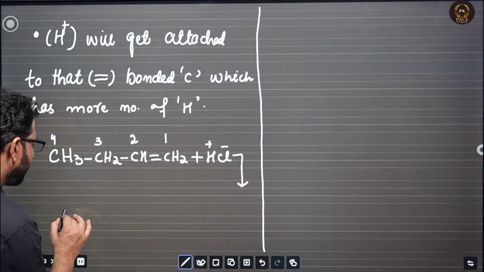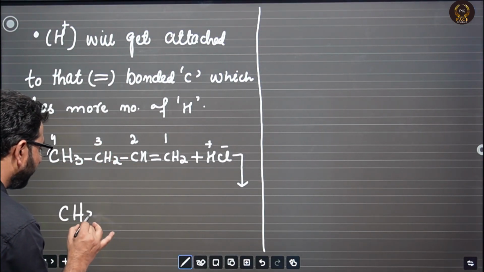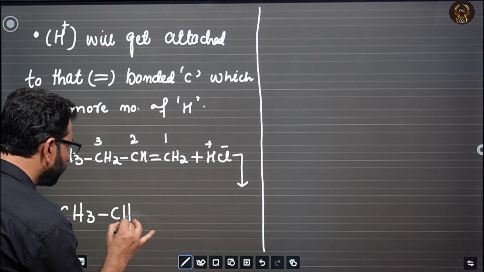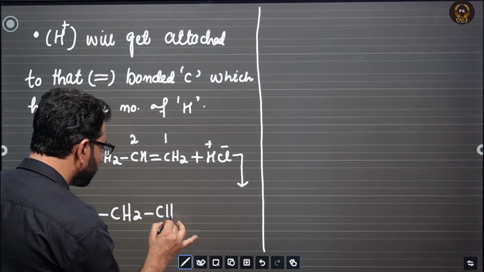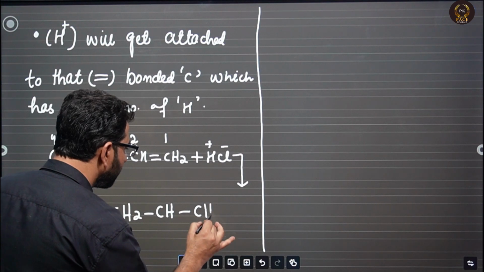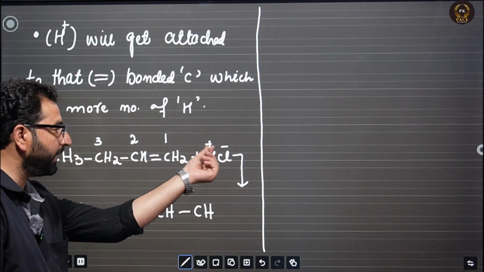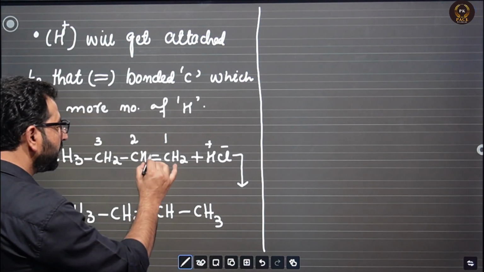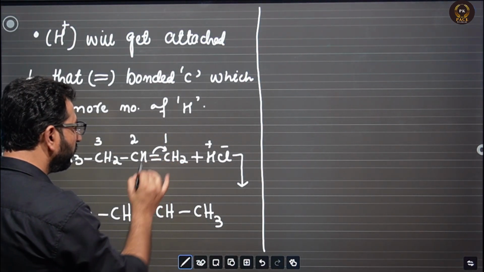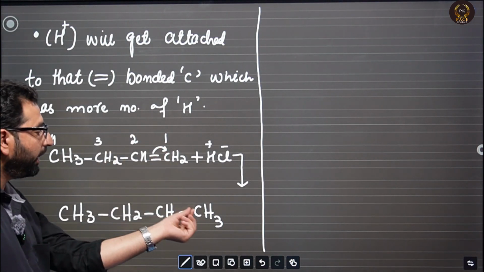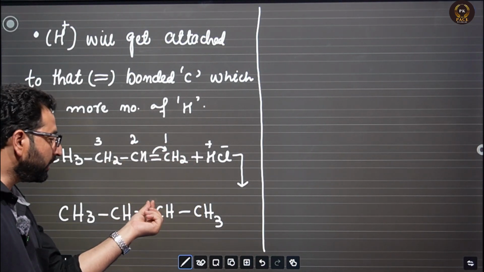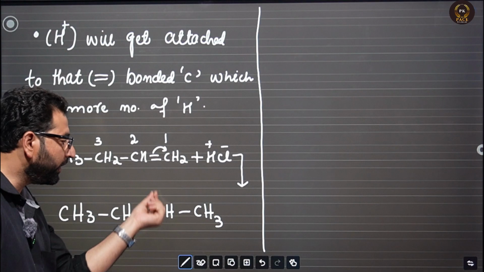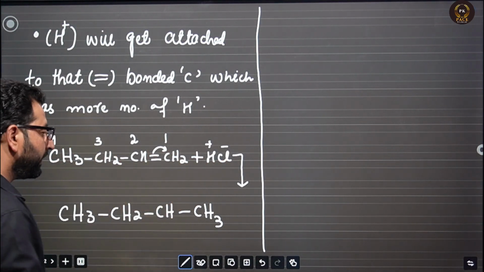Okay, now we can say that the product will be like this: CH2 CH single bond. There are already 2 hydrogens and 1 hydrogen gets attached here. It will form a CH3. Okay, and this bond will break down. This bond will go there and the hydrogen will get attached here, and the positive charge will be created here. On that positive charge, the Cl will get attached.